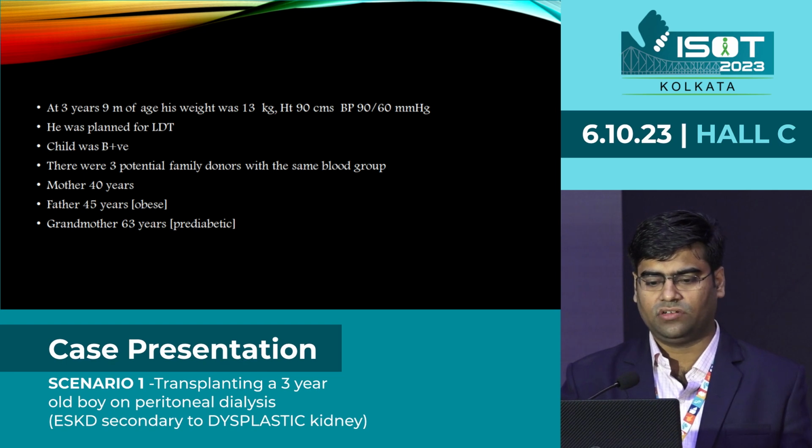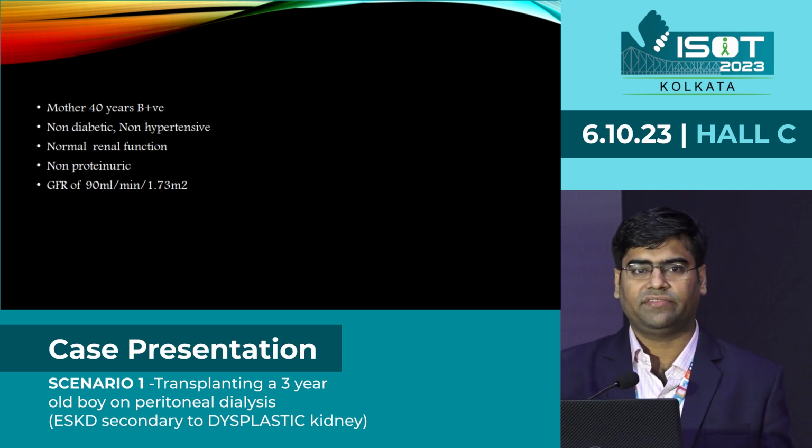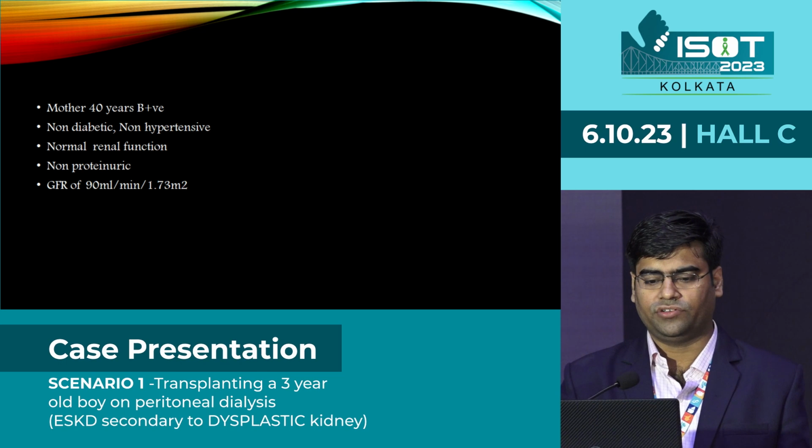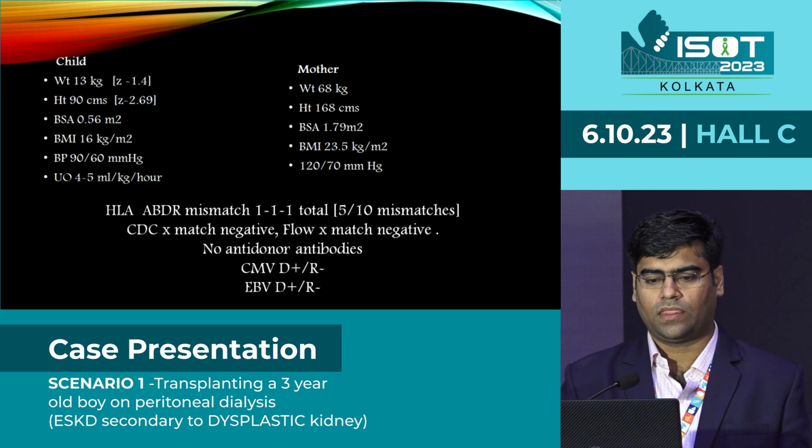The child was B positive. 3 potential family donors with the same blood group were identified: mother 40 years, father 45 years, obese, and a grandmother 63 years old but pre-diabetic. The mother was identified as a potential donor, 40 years, B positive, non-diabetic, non-hypertensive, normal renal function, non-proteinuric, with a GFR of 90 ml per minute per 1.73 meters square.